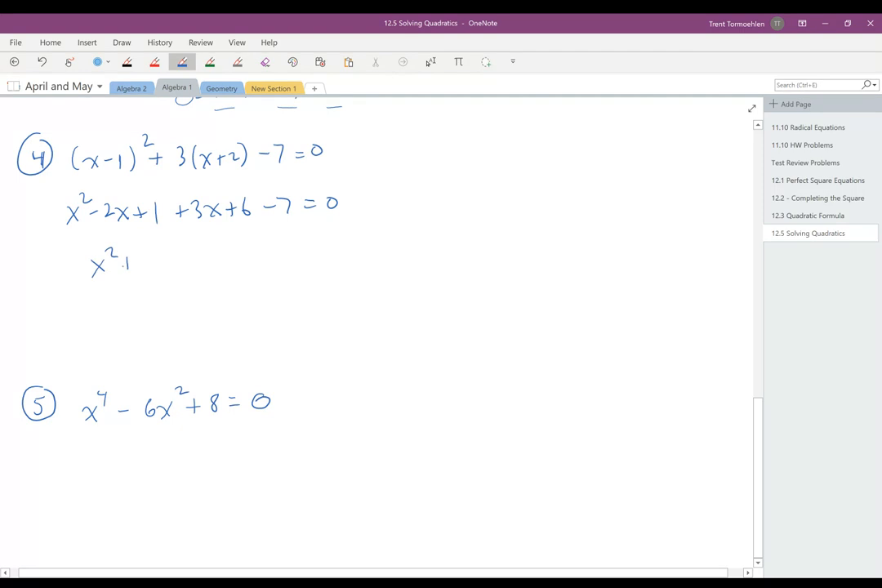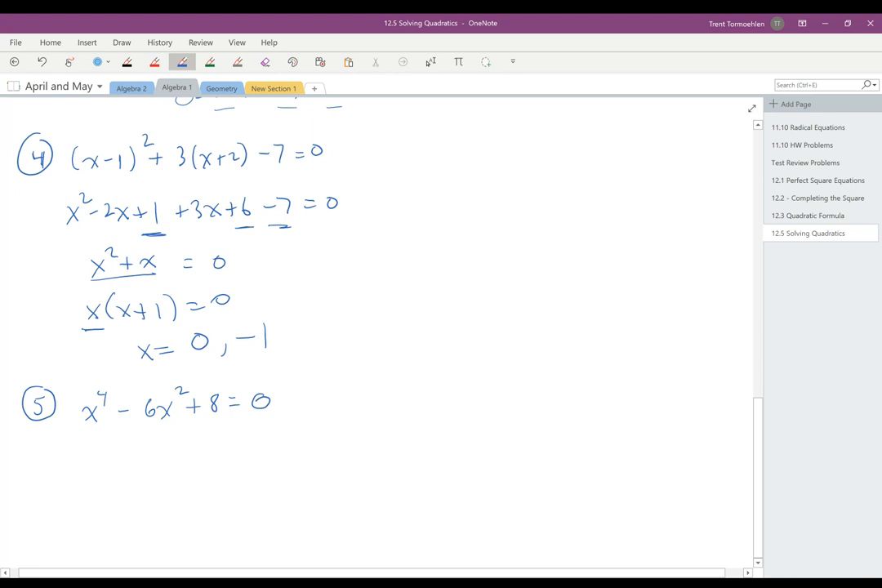So x squared plus x. And in this case, it turns out that we get 1 plus 6 equals 7 minus 7 is 0. And so you just get x squared plus x equals 0. Well, this is an easy one to factor, because when you factor, you end up with x times x plus 1 equals 0. So x either equals 0 or negative 1.